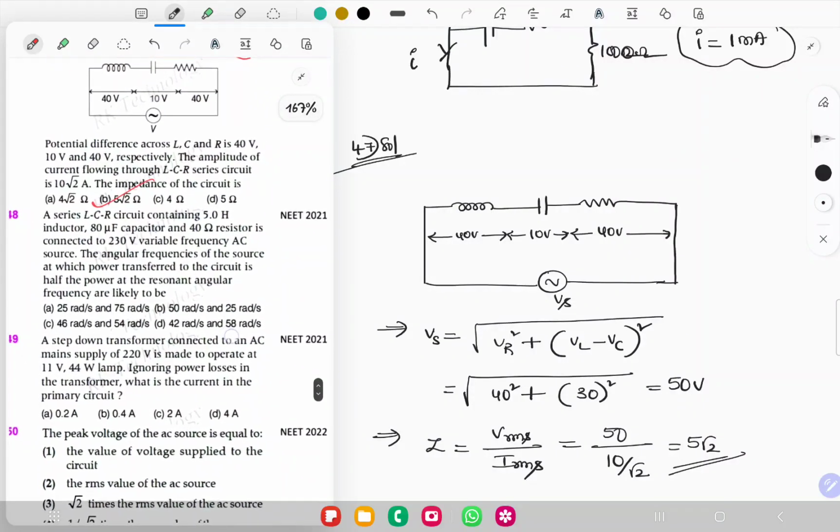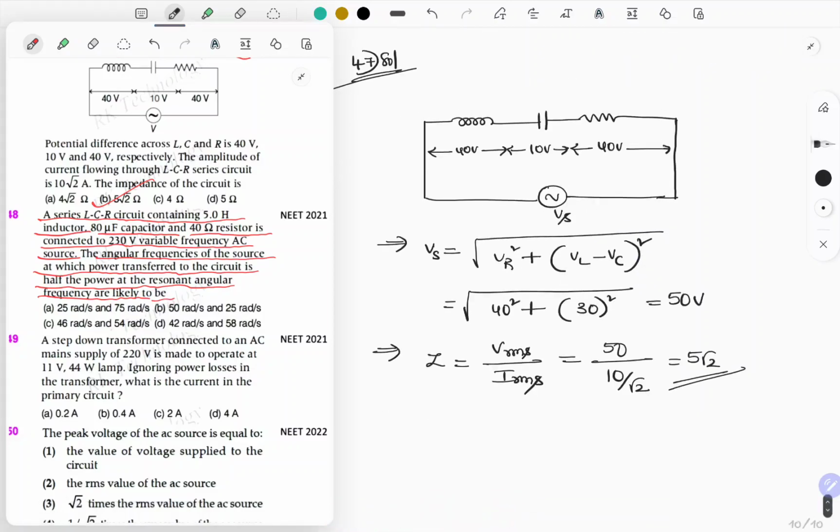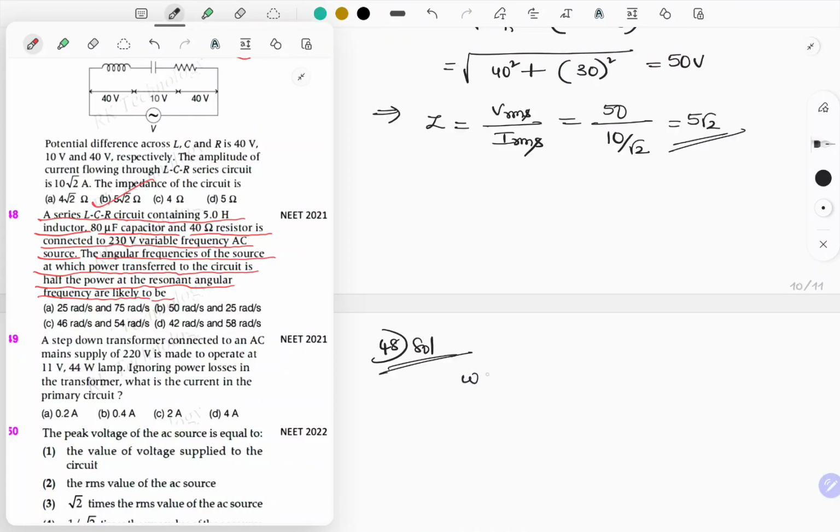Next, 48. A series RLC circuit containing a 5 Henry inductor, 80 microfarad capacitor and 40 ohm resistor is connected to a 230 volts variable frequency AC source. The angular frequencies of the source at which the power transferred to the circuit is half the power at resonant angular frequency are likely to be. Okay. So first of all, let's find out the resonant frequency. The formula for resonant angular frequency, which we are calculating, is 1 by root LC, right?